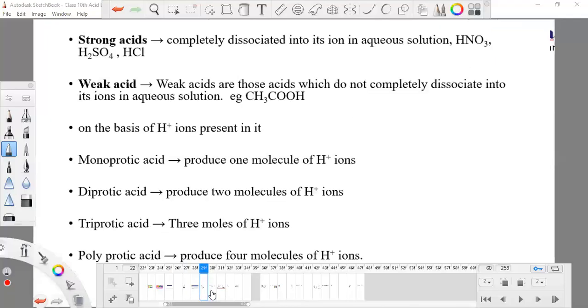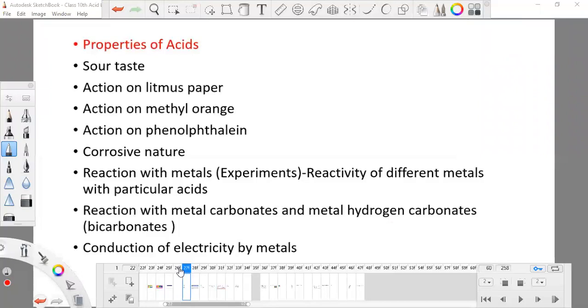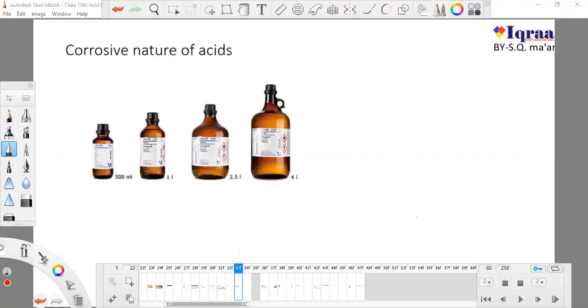And another property of acid. But before this, I will revise what we studied yesterday. Okay, we studied one thing. I will revise in a very quick manner.